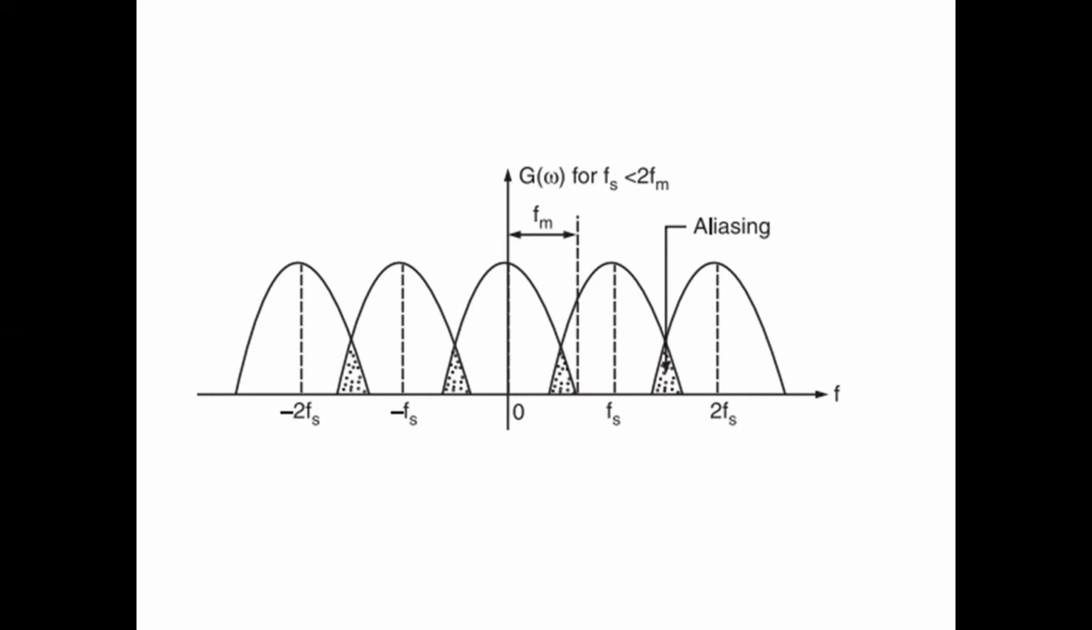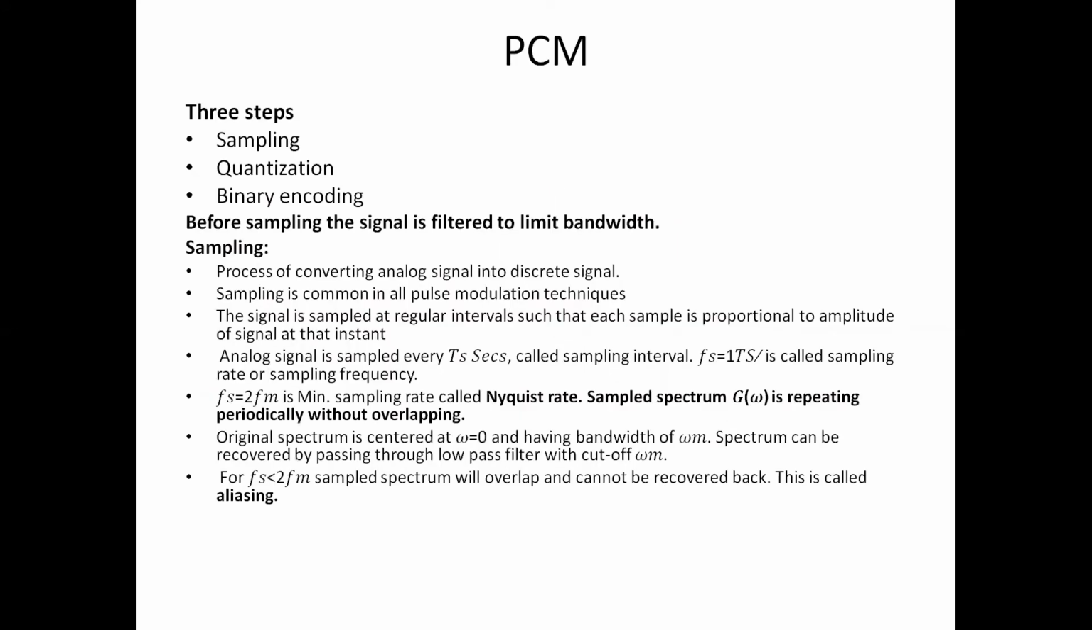This signal is the alias signal, where you can see there is a significant overlap because the sampling has been done at a rate lower than twice fm, or lower than the Nyquist rate. Note where the individual bands are centered. They are centered at fs and integral multiples of fs, both in the positive and negative direction. This is the spectrum of the sampled signal.